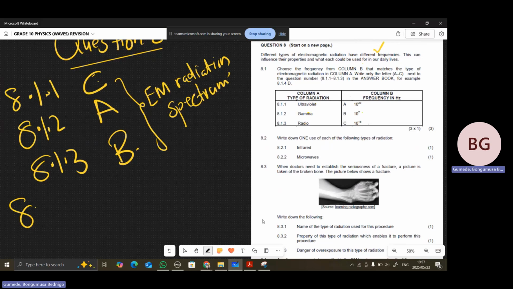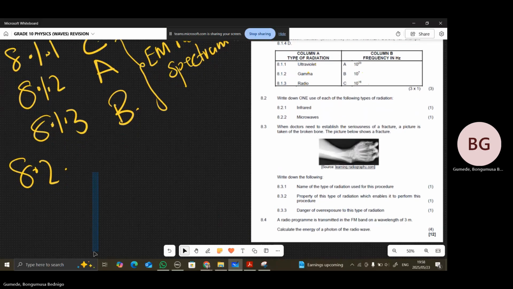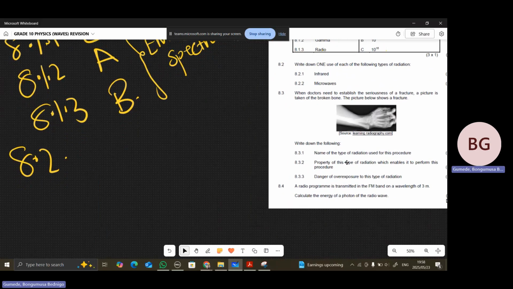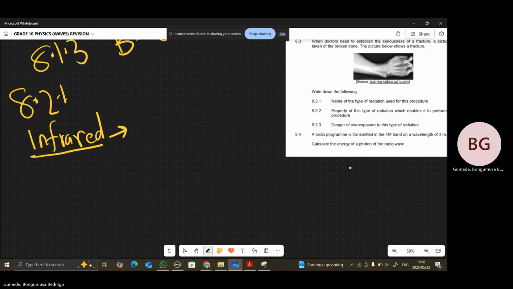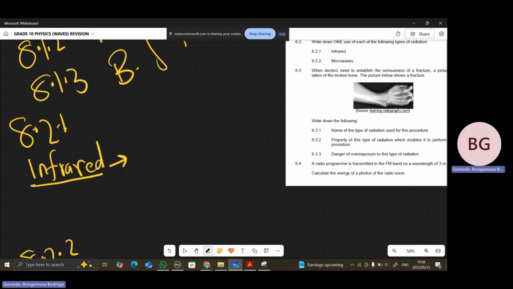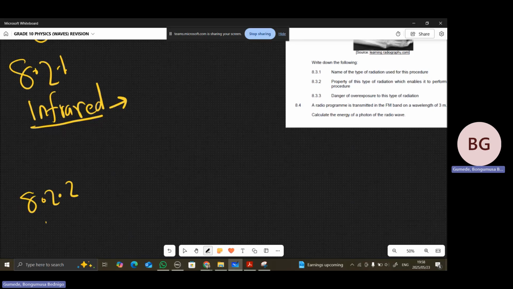All right, 8.2. Write down one use of each of the following: infrared, and then you have your microwaves. Okay? Your infrared, they just want one use. And then 8.2.2, you have your microwaves.